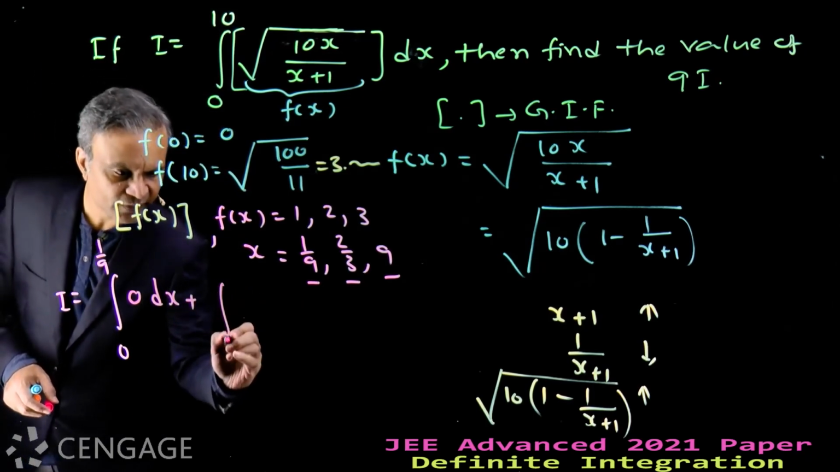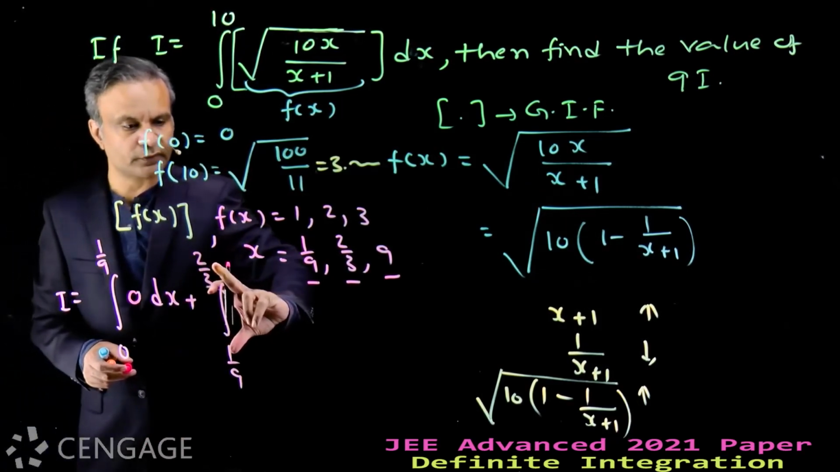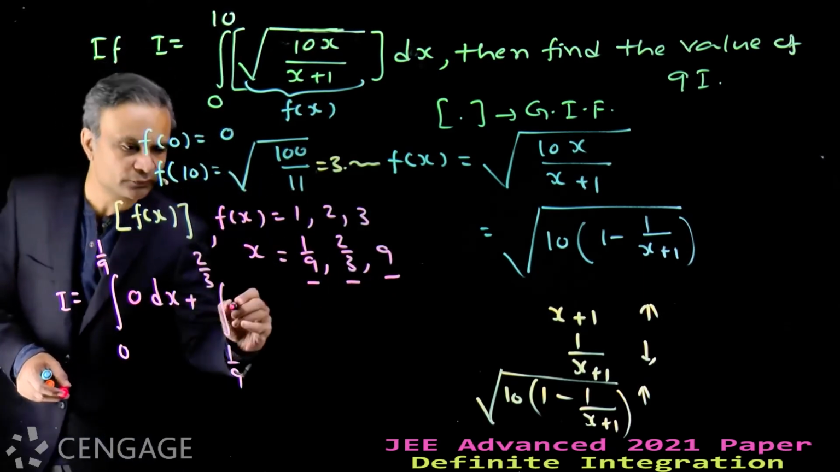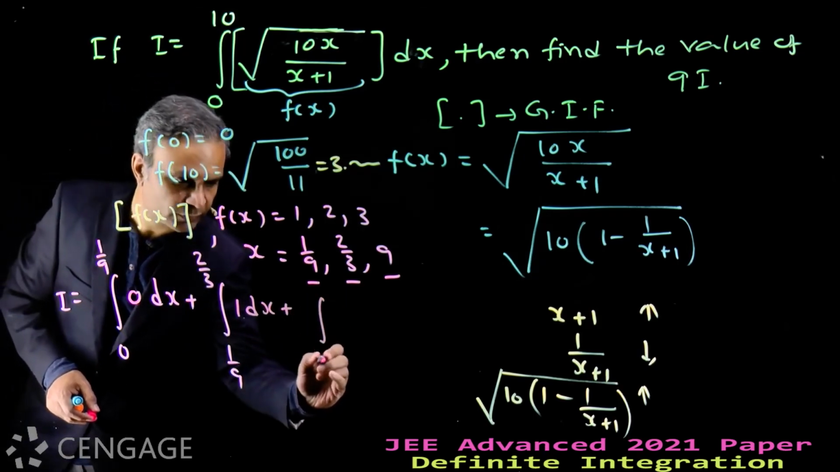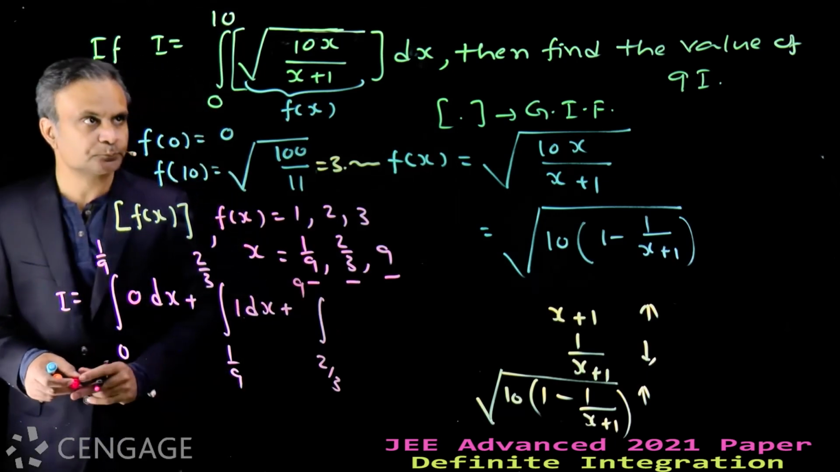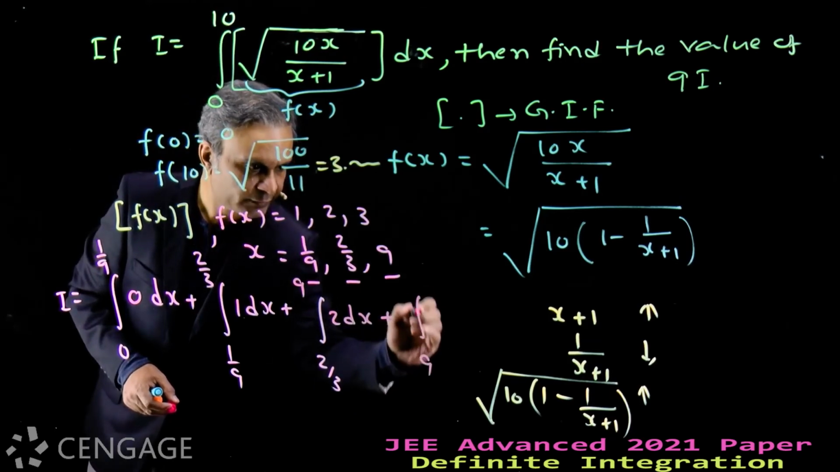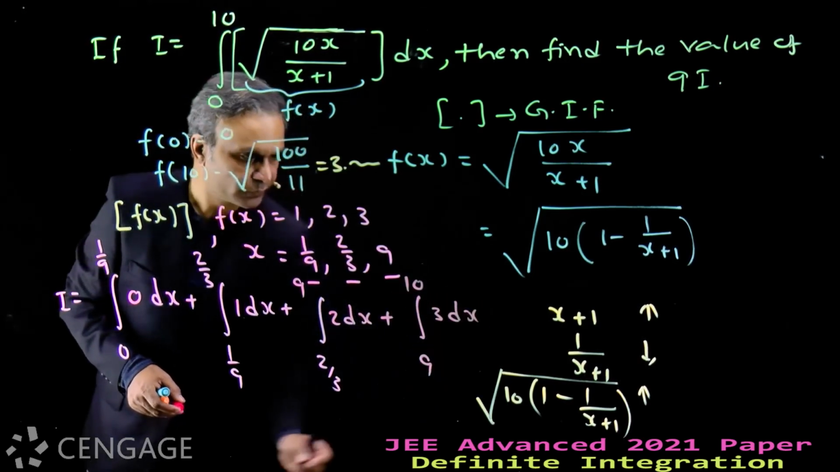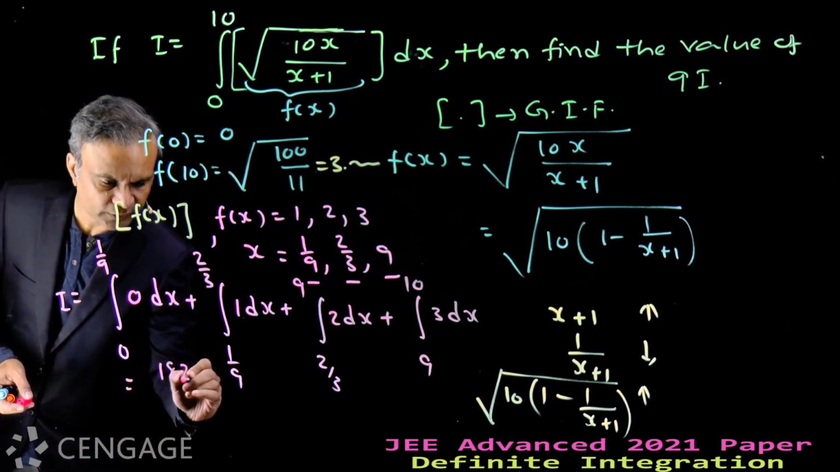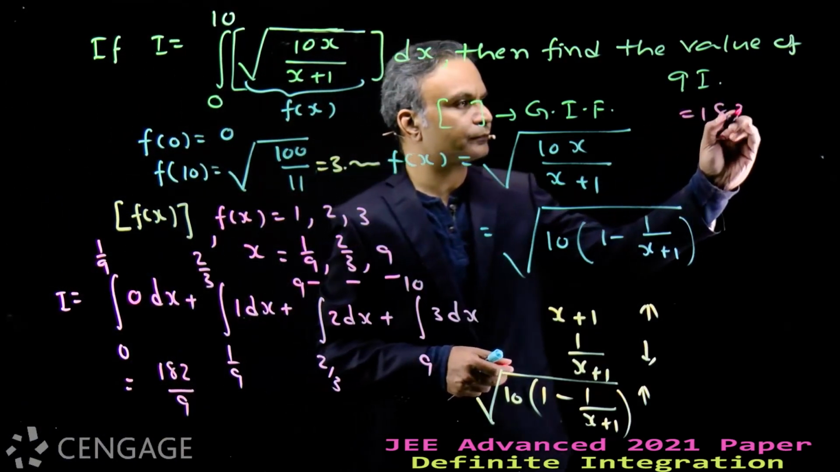Then we have interval 1 upon 9 to 2 over 3. For these values of x, f x will lie in open interval 1 to 2, its greatest integer will be 1. Next we have interval 2 upon 3 to 9. We have here 2. Then we have 9 to 10. Here we will have 3. Now we find this value. You calculate yourself, you will get 182 over 9. So value of 9i will be 182.